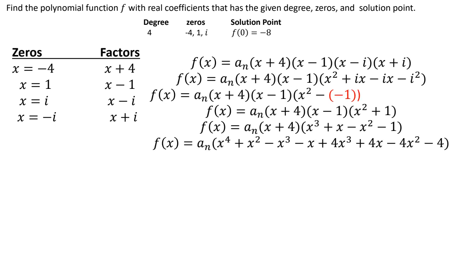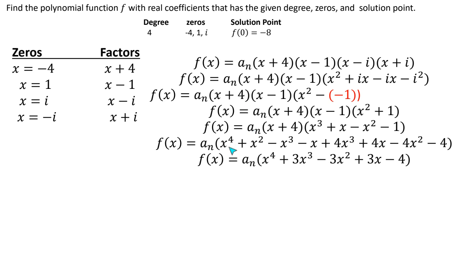I'm going to keep multiplying. x times x cubed is x to the 4th. x times x is x squared. x times negative x squared is negative x cubed. x times negative 1 is negative x. 4 times x cubed is 4x cubed. 4 times x is 4x. 4 times negative x squared is negative 4x squared. And then finally, 4 times negative 1 is negative 4. So then we want to find any common terms. So let's gather our common terms. So we have x to the 4th.